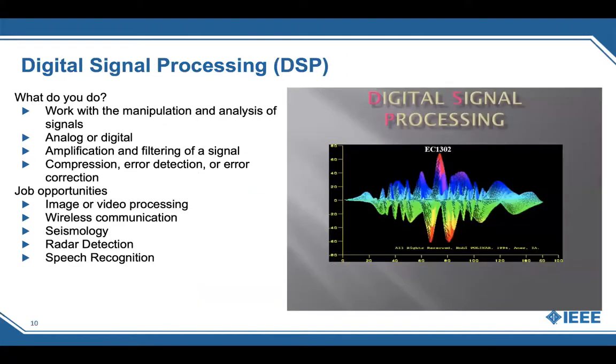Okay, next we have digital signal processing. So what would you do with digital signal processing? You work with the manipulation and analysis of signals. You work with either analog or digital signals. The difference between analog and digital, if I remember correctly, is that analog is a continuous signal and digital is kind of like just zeros and ones in a sense. So it's either on or off.